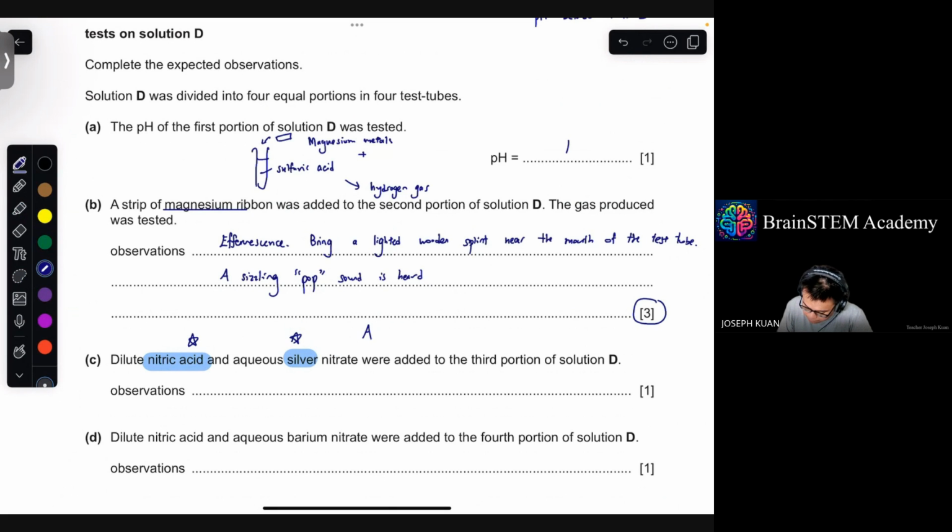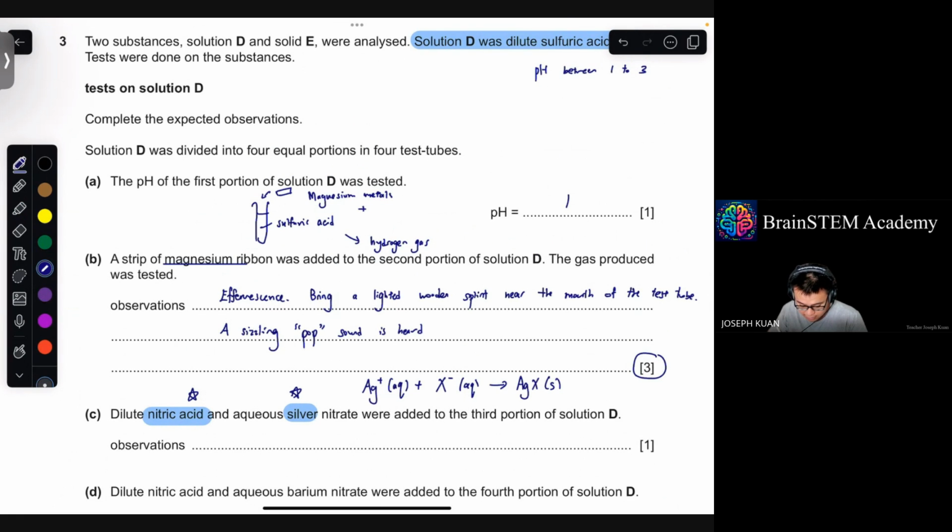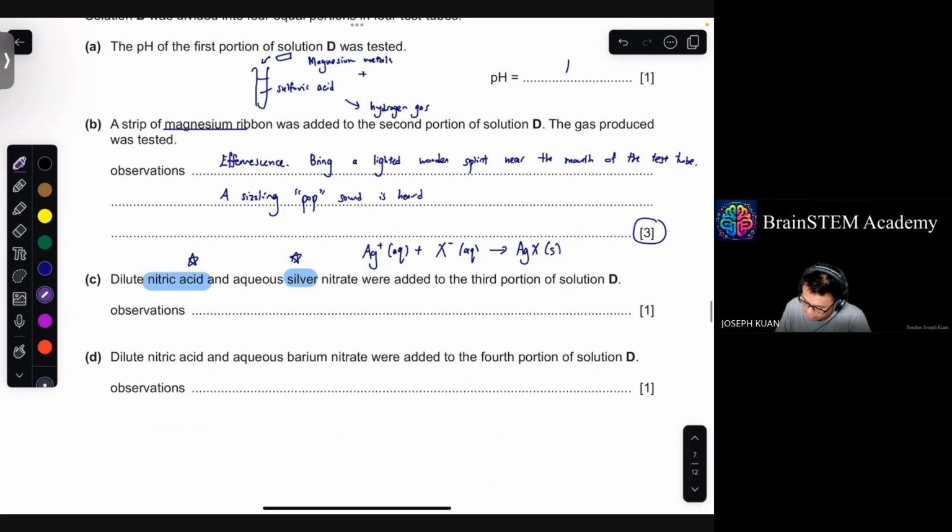Silver ions are special because they react exclusively with halide ions, for example fluorides, iodides. So it forms silver halides in the process, which is a white precipitate. But you see, in this experiment, solution D is not a halide solution, which means that this reaction won't happen at all. So there will be no observations, or you can just say no precipitate is formed in this reaction.